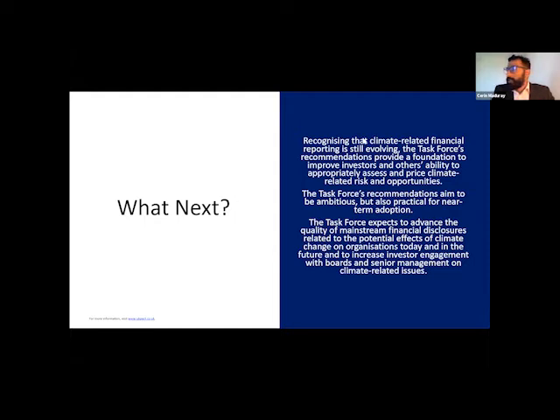I'd like to conclude today by recognizing that climate-related financial reporting is still evolving, as many of you have just indicated in the poll. The task force recommendations provide a foundation to improve investors' and others' ability to appropriately assess and price climate-related risk and opportunity. The task force recommendations aim to be ambitious, but also practical for near-term adoption. The task force also expects to advance the quality of mainstream financial disclosures related to the potential effects of climate change on organizations today and in the future, and to increase investor engagement with boards and senior management on climate-related risks.